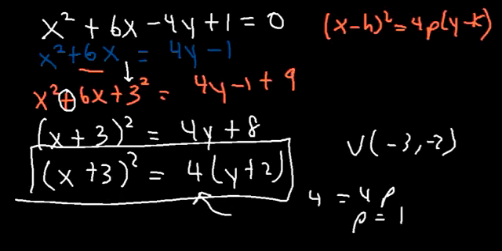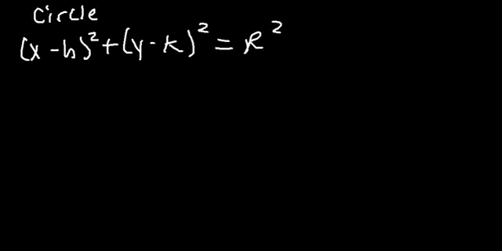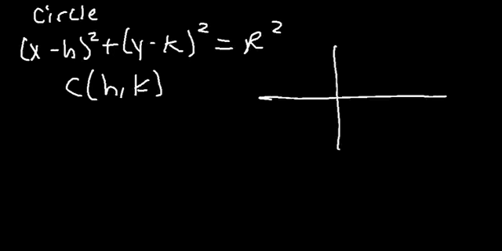And that's basically it. So let's review the general equations for every conic section. So starting with a circle, keep in mind that your general equation is x minus h squared plus y minus k squared, which equals r squared. And the center is (h, k). So once you have the center, let's say this is h, this is k. You need to go r units to the right, r units to the left, up r, down r, and then graph the circle.